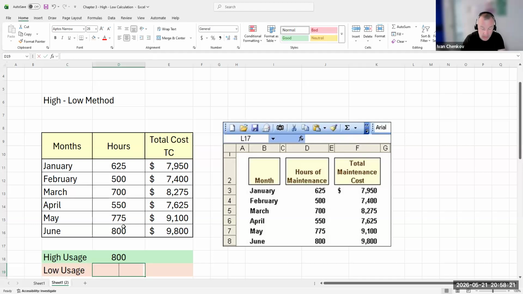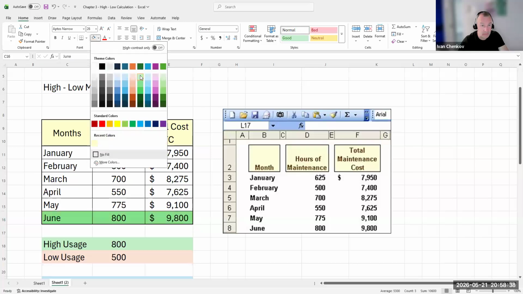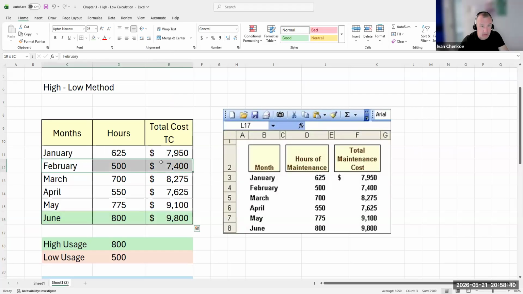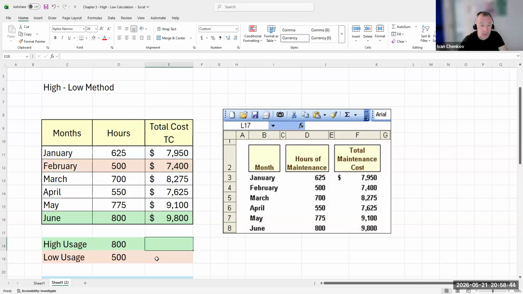And we're going to get equal to the minimum of all these numbers. We get the minimum is at 500 hours, which happened in February. Now, June is my high, February is my low. Next thing that I'm going to do is get the cost of that particular month. Not anything else, that particular month.